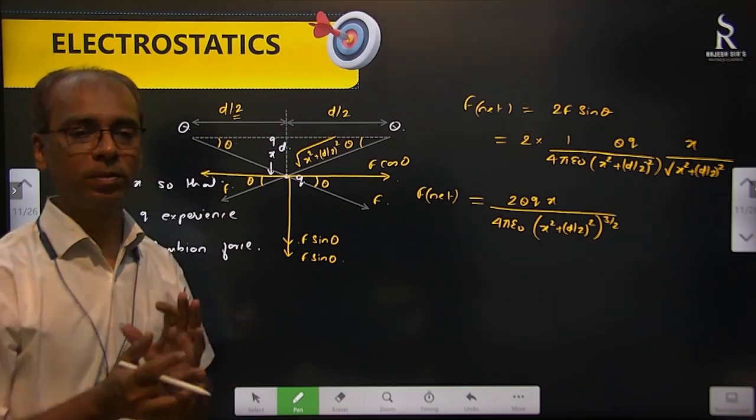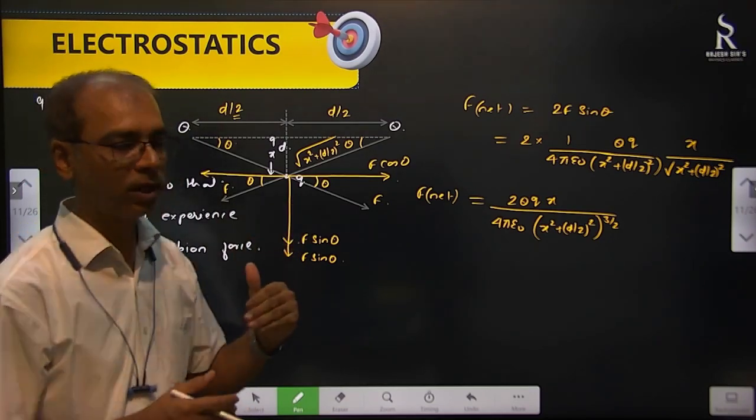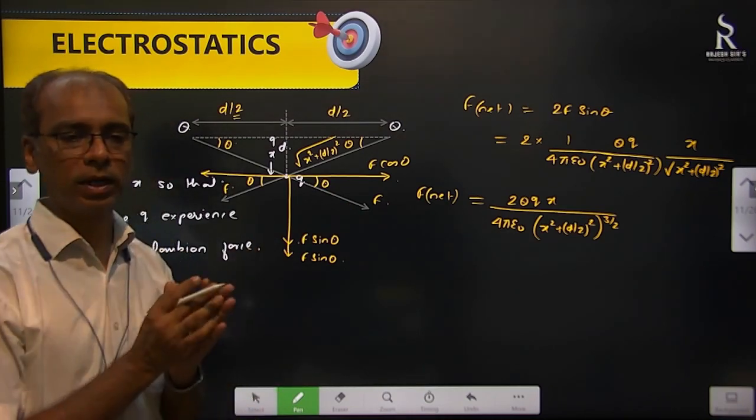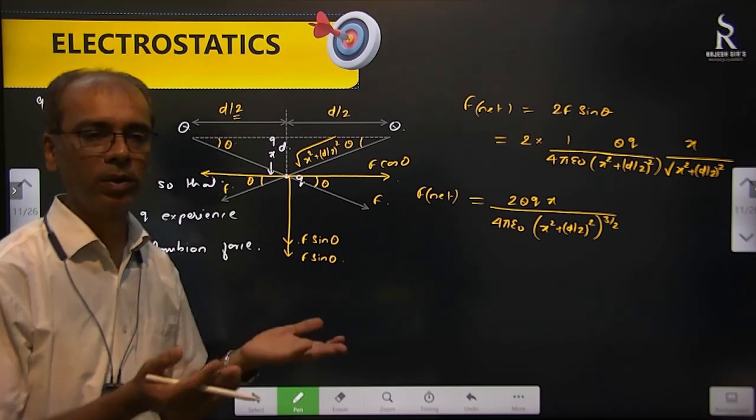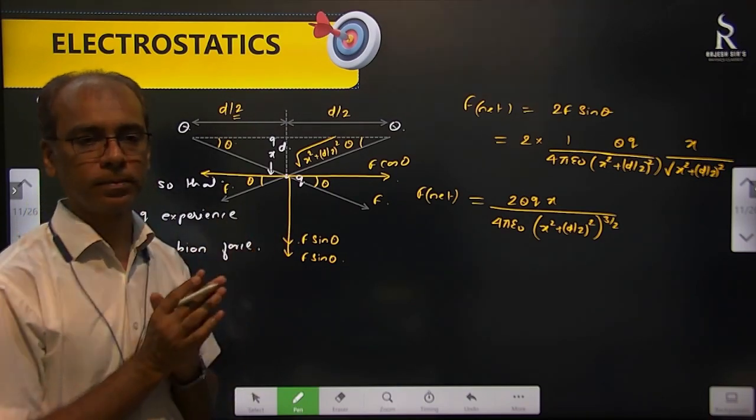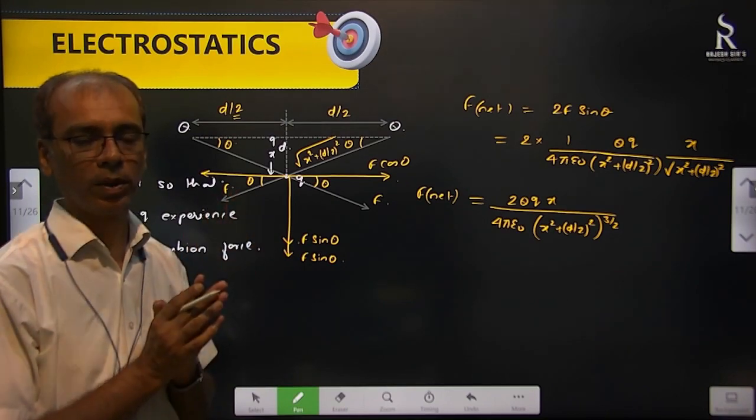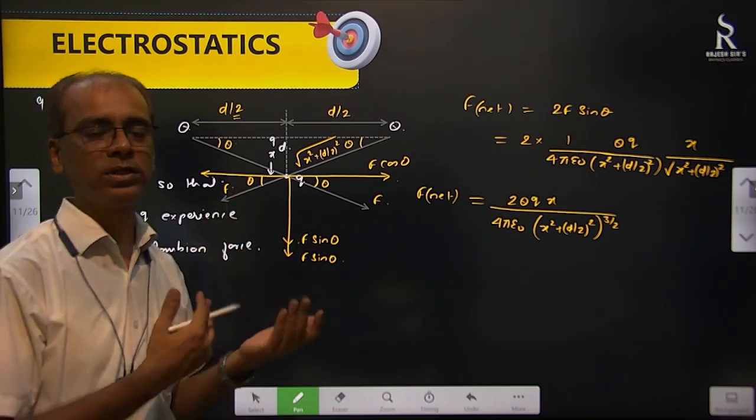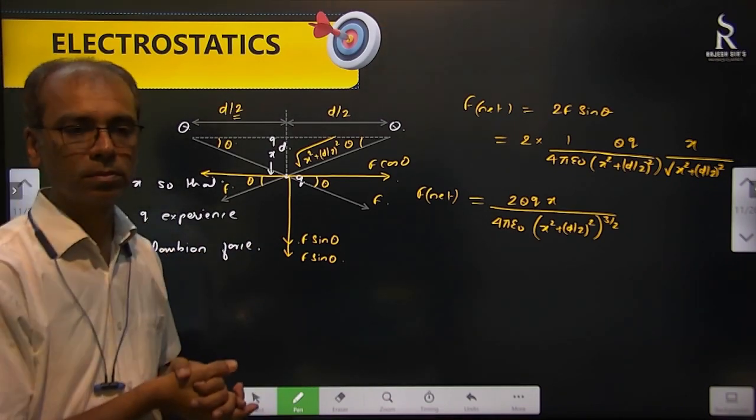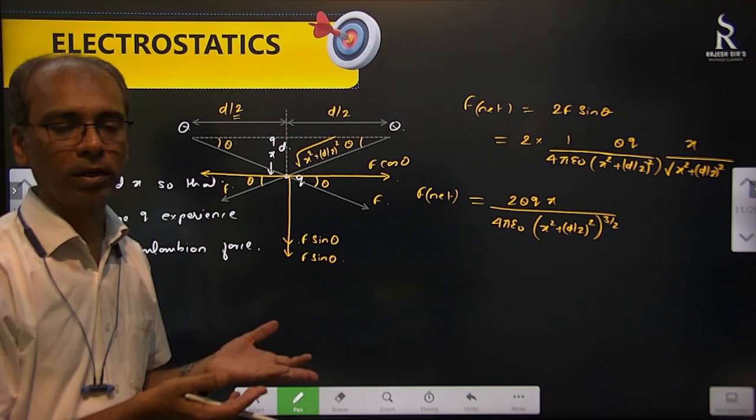And what do we do to find maxima or minima? We differentiate it and then equate it with 0. Whatever we are getting after differentiation, we equate it with 0. So here we have to differentiate with respect to what? x. We differentiate it with respect to x and then equate it with 0 and see what is the value of x coming. That is only our answer. And that's what we are going to do right now.